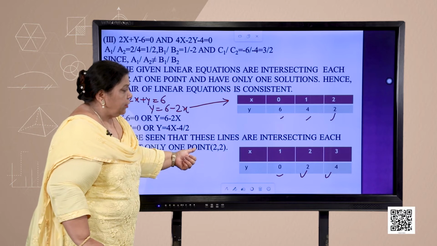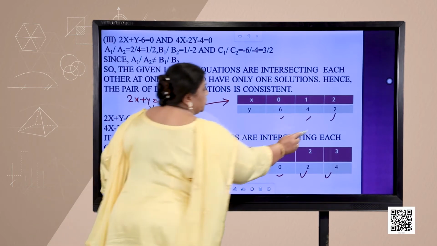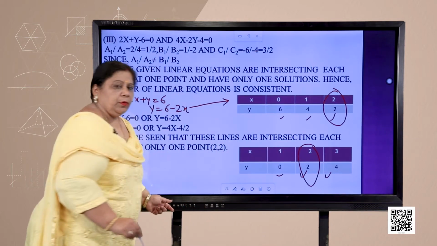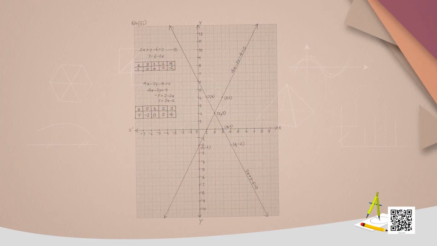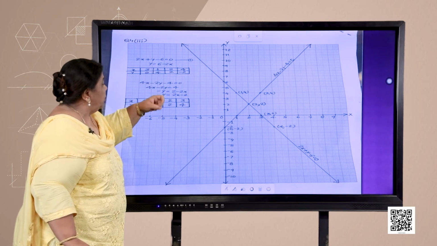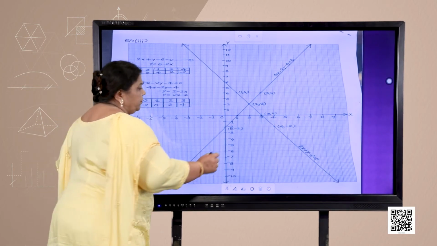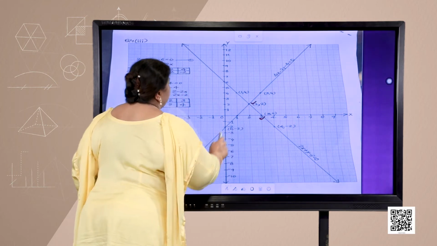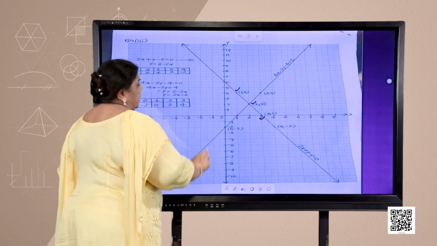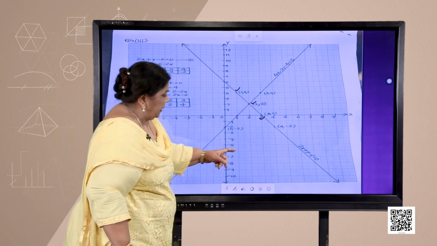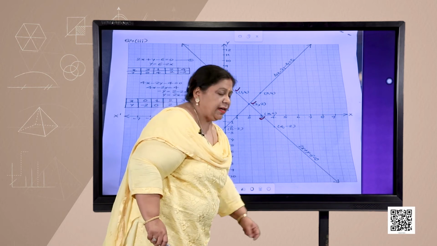What is that? 2 comma 2. You can observe here, we get common solution 2 comma 2. We have the graph here. In this, 2x plus y minus 6 is equal to 0. For this, the points plotted are, you can see 3 comma 0, then 2 comma 2 and 1 comma 4. We join these points, we get the graph of this linear equation 2x plus y minus 6 is equal to 0.